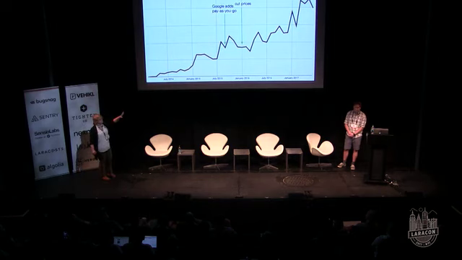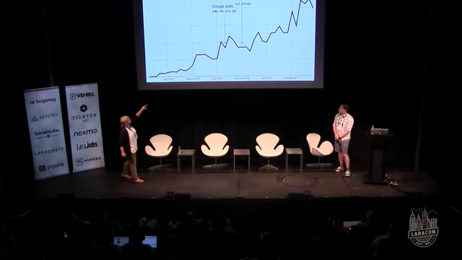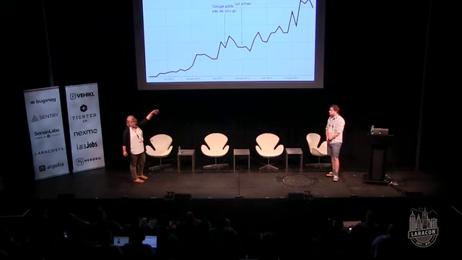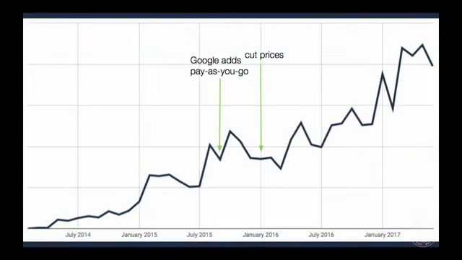And so you can see our revenue here, where it was September of 2015 when Google added pay-as-you-go pricing that was 50% cheaper than ours. Then in January of the following year, we finally decided we had to cut our prices. We didn't have any other options.